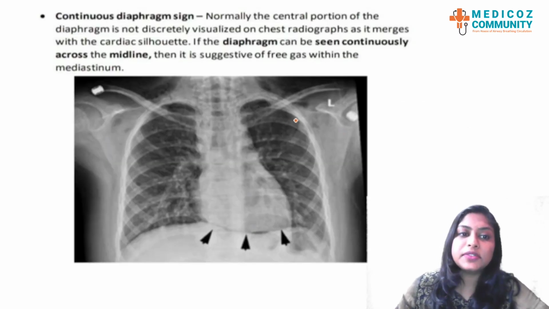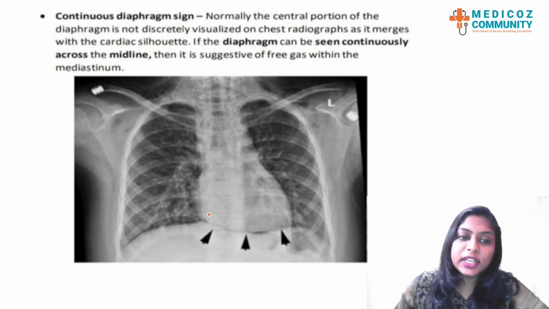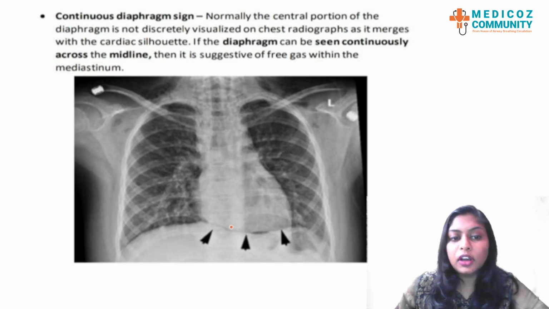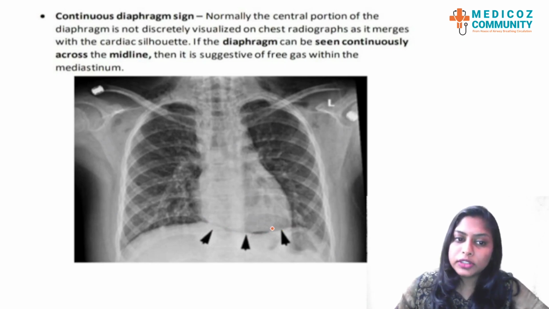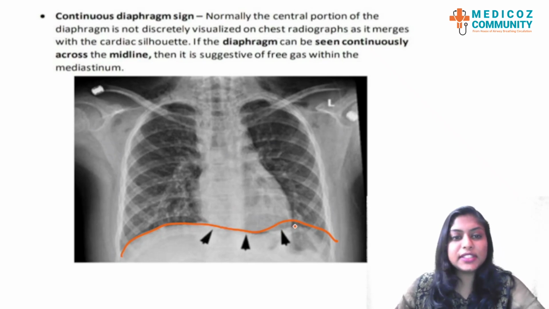So the definitive sign for pneumomediastinum is the continuous diaphragm sign. Generally, we will not be able to see this lucent area just below the heart and above the diaphragm, because there is central tendon insertion onto the diaphragm. But when there is air, we will be able to see the diaphragm. We'll be able to draw a line continuously from here to here. So that is the continuous diaphragm sign.